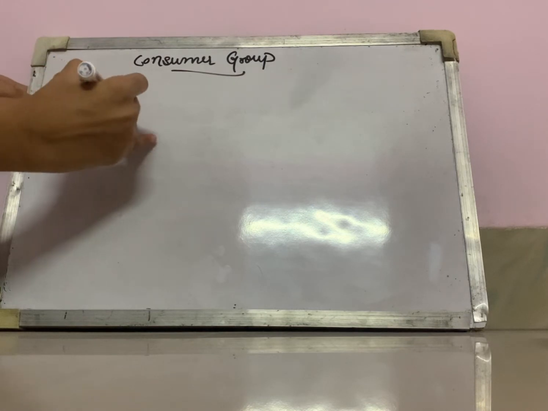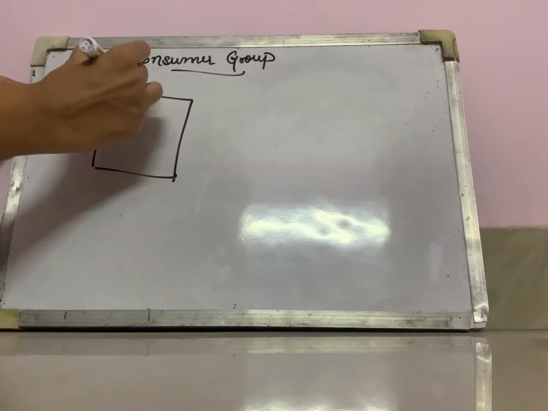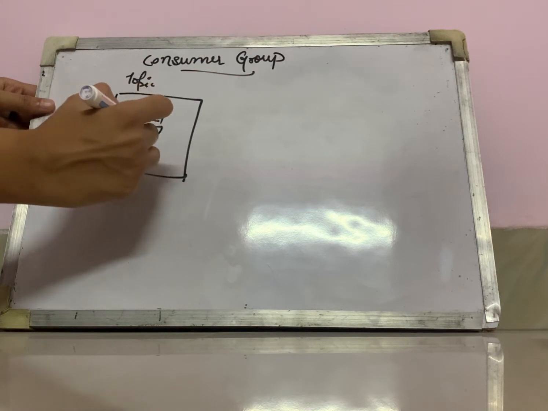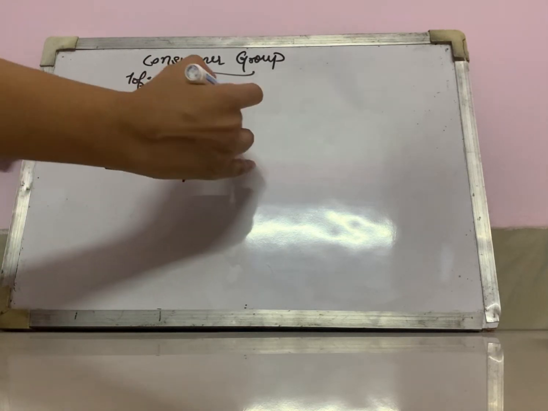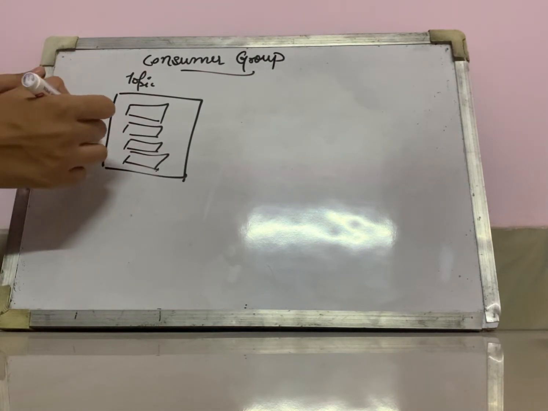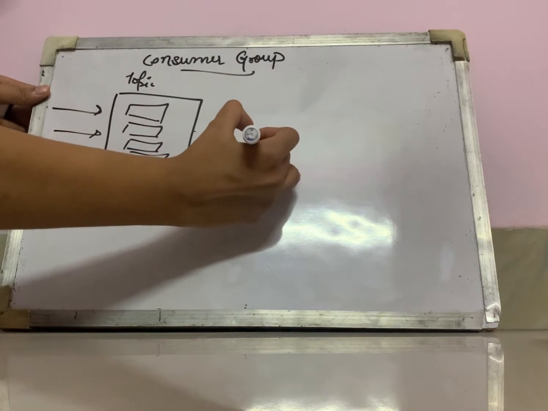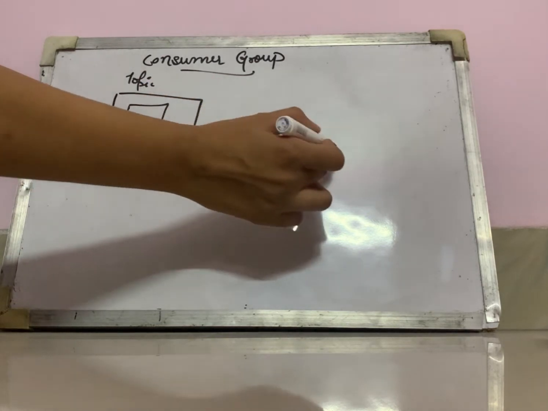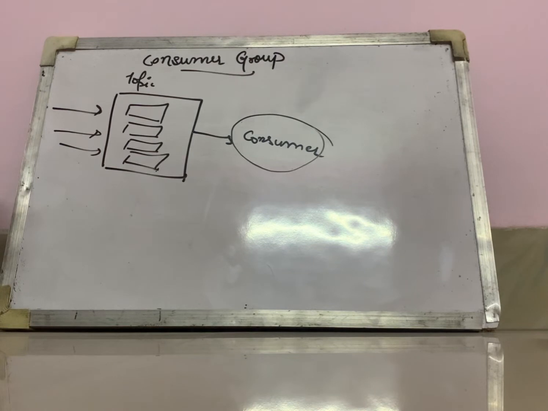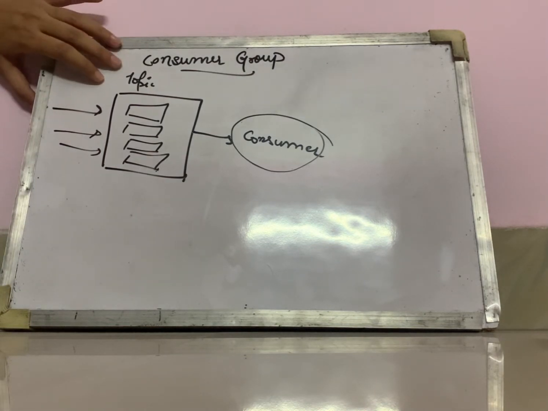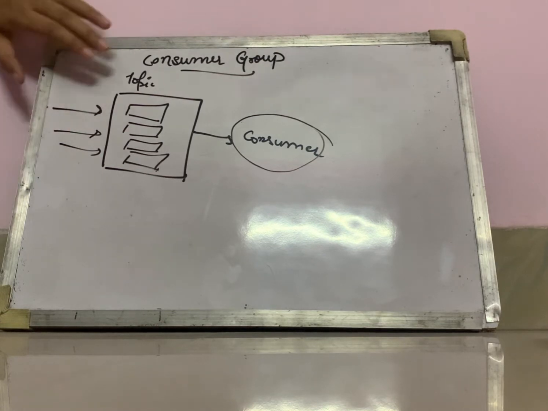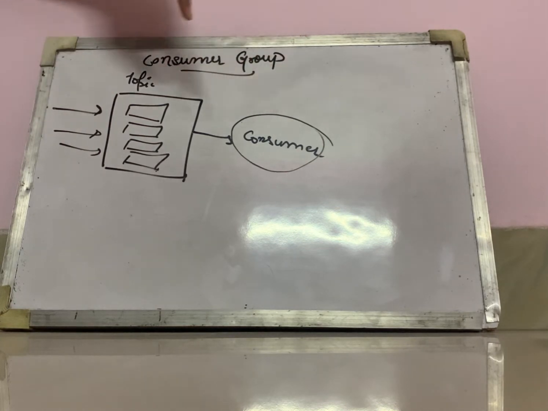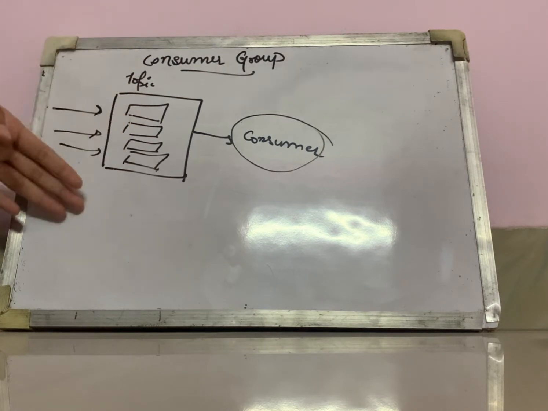So let's understand. Suppose we have one topic, and in this topic we have multiple partitions. Producers are producing into this topic, and we have one consumer which is consuming from this topic from all the partitions. So this is my situation. Now see what happens: every producer is producing their data into this topic, and only one consumer is consuming a lot of volume of data.